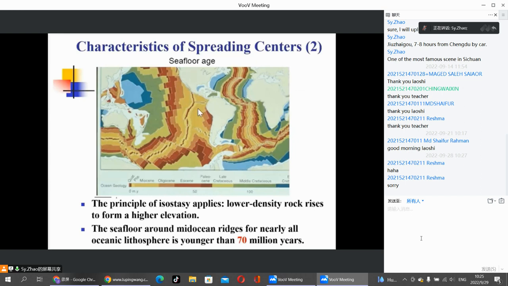This figure shows the seafloor age, and the principle of isostasy implies that lower-density rock rises to form a higher elevation. The seafloor around the mid-ocean ridge, and nearly all oceanic lithosphere, is younger than 17 million years.